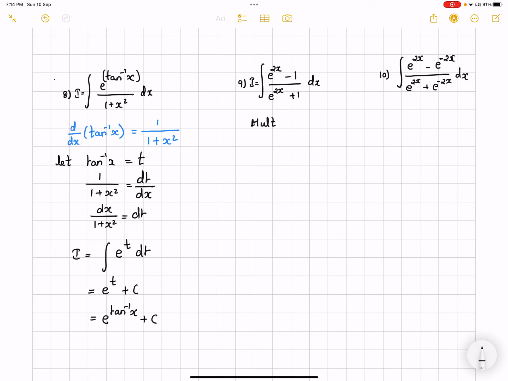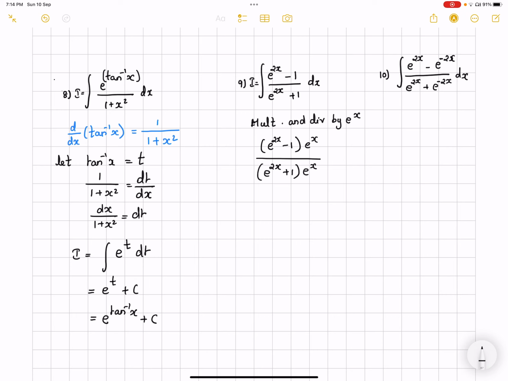So to make it in such a format, I'm going to multiply and divide by e to the power x. Okay. So when I multiply and divide by e to the power x, see here, I'm just considering the integrand alone now. e to the power 2x minus 1 into e to the power x, divided by e to the power 2x plus 1 into e to the power x.